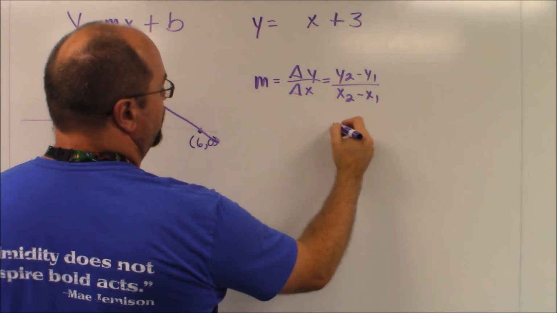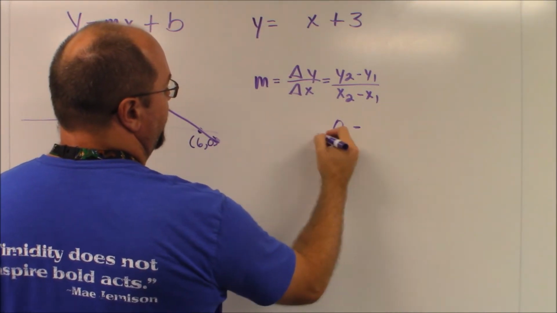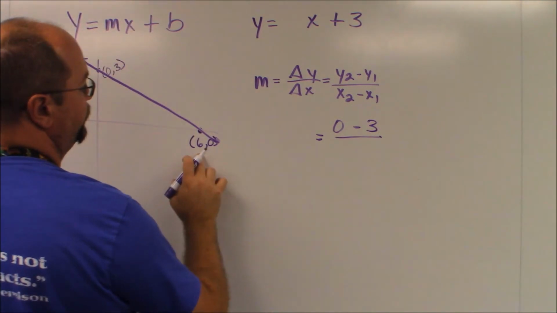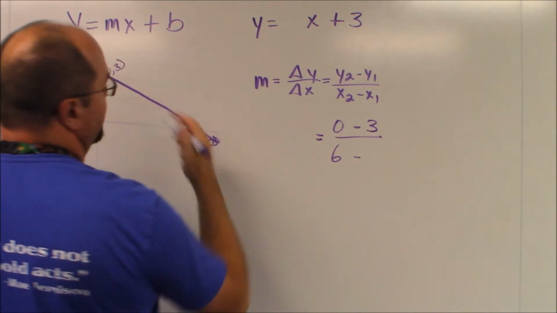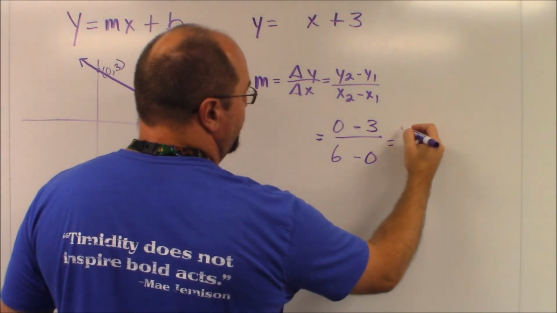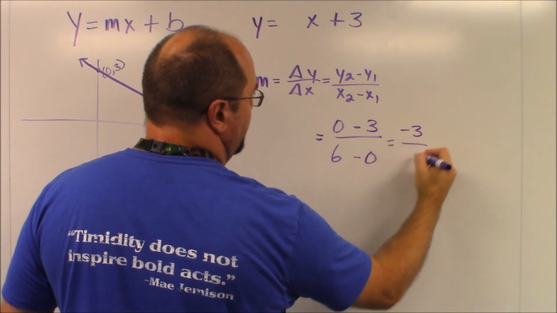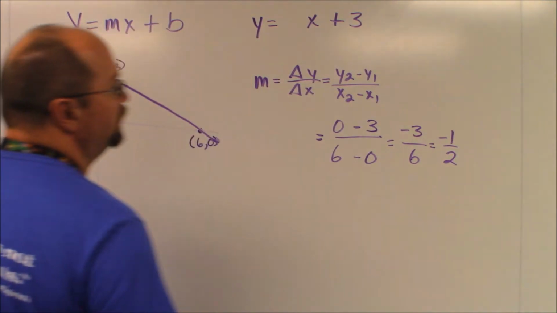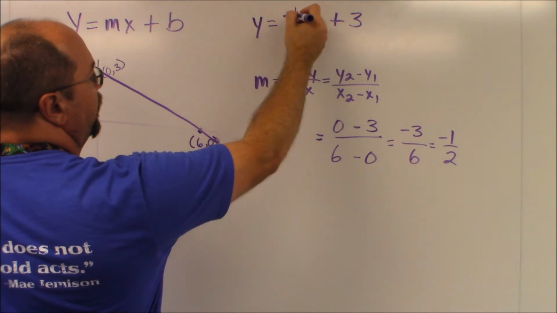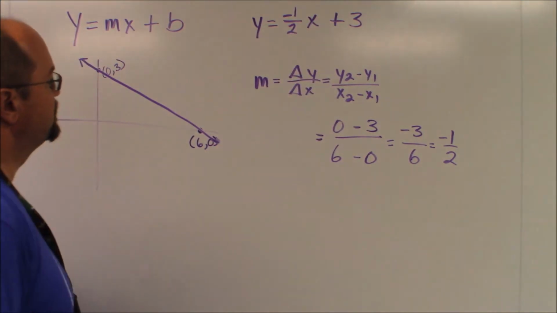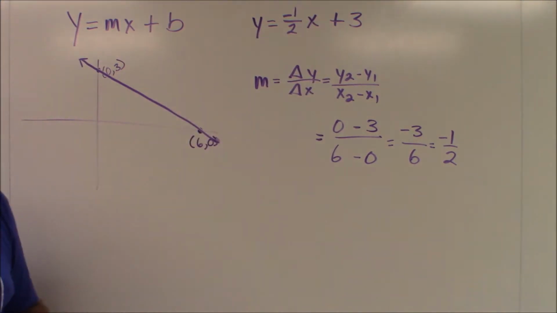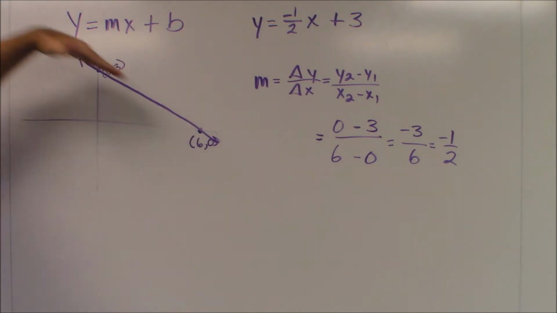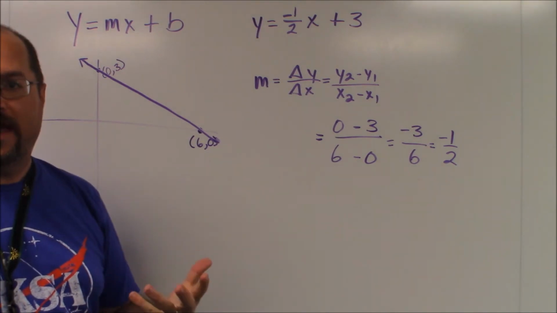So I'm going to have 0 minus 3 over 6 minus 0. And so I'm going to end up with negative 3 over 6, which will reduce to negative 1/2. And that's my equation. Now, because my slope is negative, I see that I've got this downward angle on my slope, which is accurate. That's what I should have.